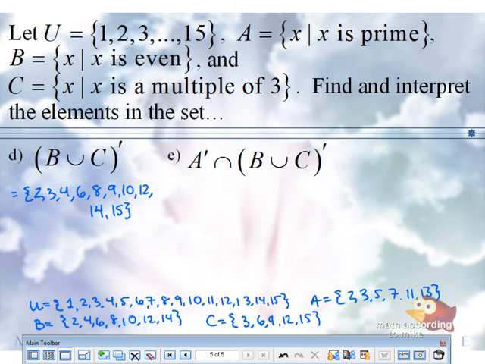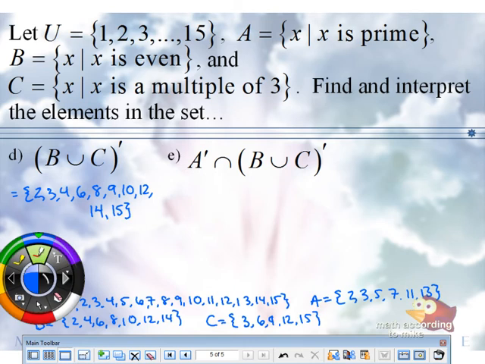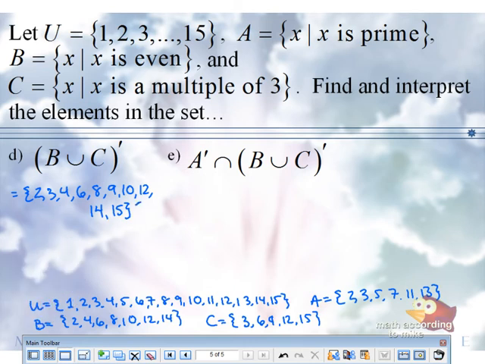Oh, well, let me just copy that part. All right, so right there in blue, that's B union C. So I'm going to put a little tick mark on it to say prime. So we're going to take B union C, 2, 3, 4, 6, 8, 10, 12, 14, 15, and take those elements out of the universal set. Whatever is left over is B union C prime.